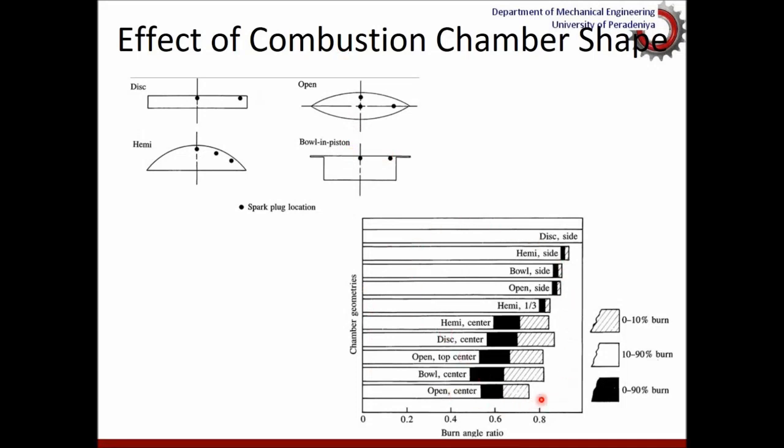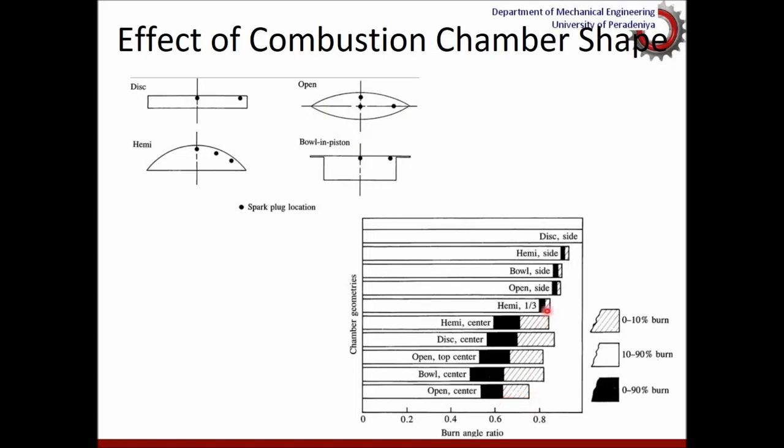In some combustion chambers you can see the duration is shorter. For example, the open center model, where the spark plug is at the center and there is an open combustion chamber. There is a shape on the head, as well as this kind of shape in the piston, and it has a shorter combustion duration in general.